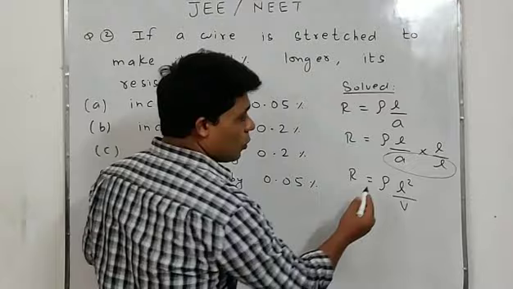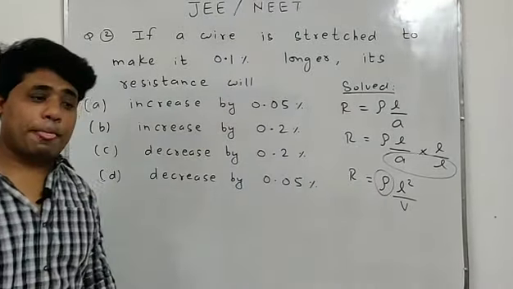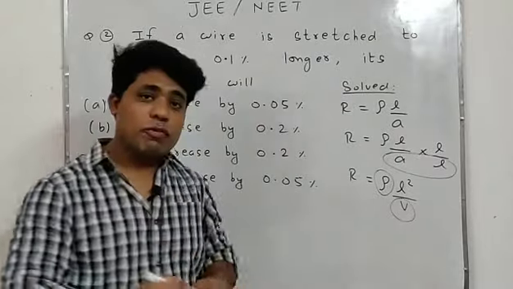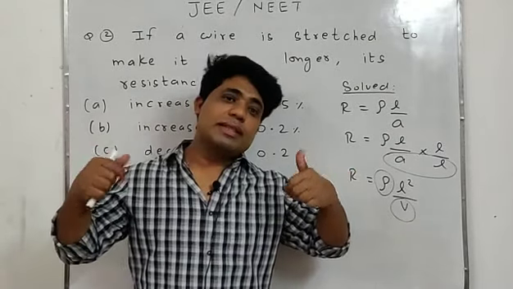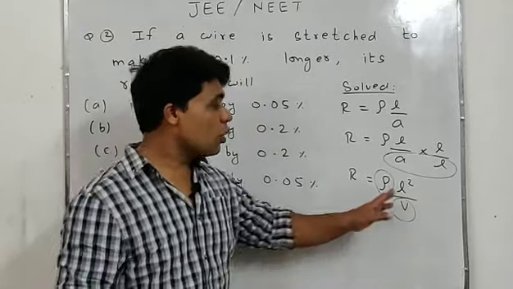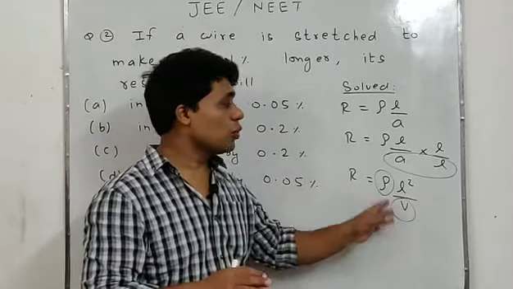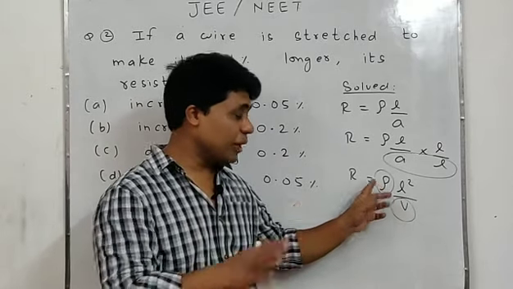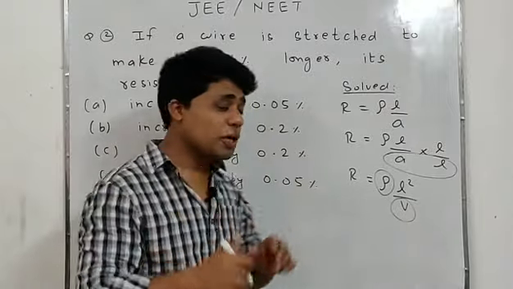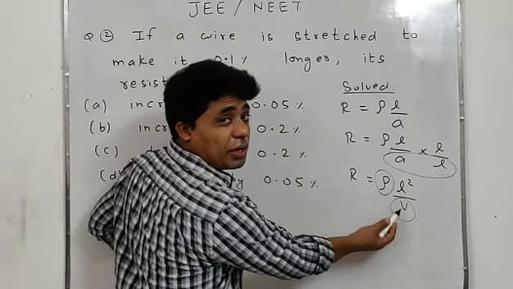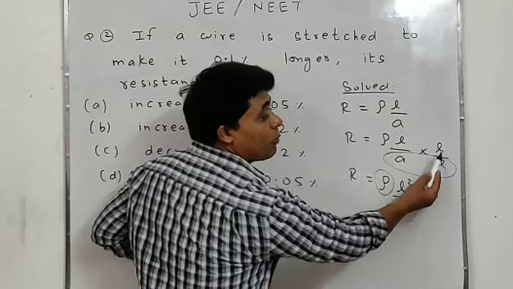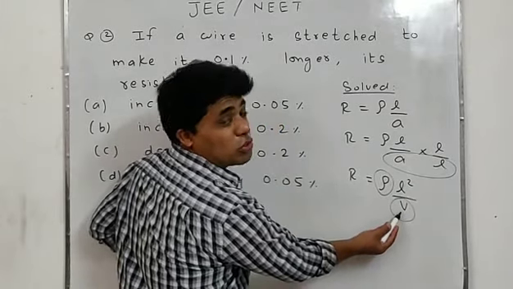Okay, look, students. Rho is resistivity, that remains constant. When we stretch the wire, its length increases and its area of cross section will change, but its volume will never change. So why did we do so? In order to get this rho, that is a constant, and to make volume, because volume is a constant. Now rho is already constant and we made volume, area into length becomes volume. That's how we multiply and divide, because volume will be constant.